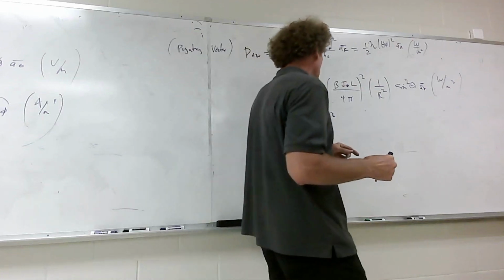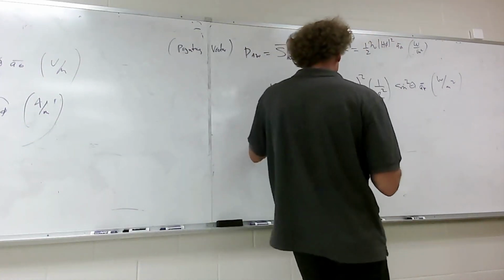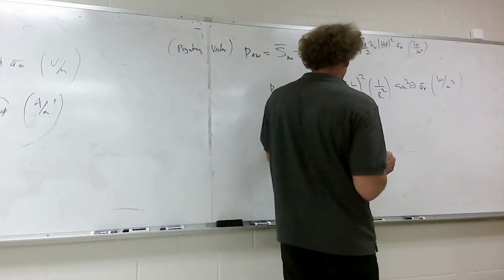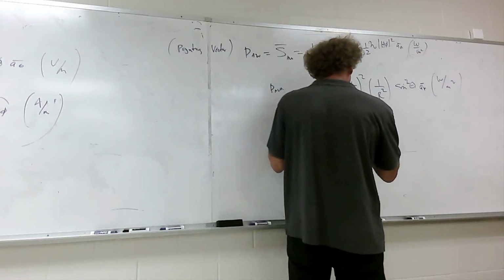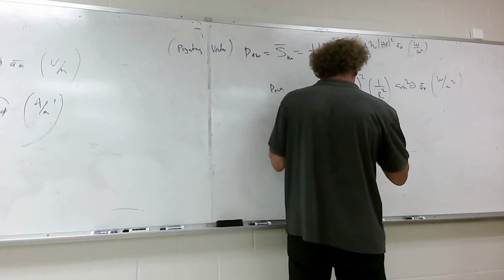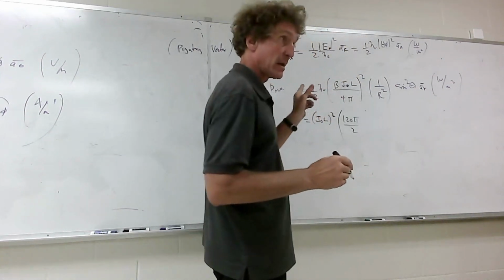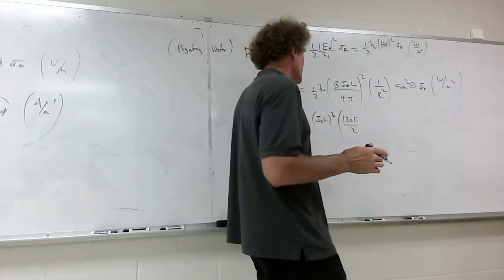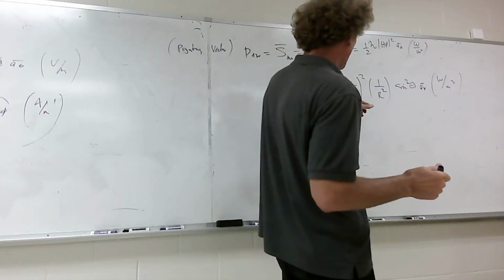Follow me? Now, the next thing I'm going to do is see if I can knock some of these constants out. He does this in the book. Well, I've got eta naught here, and I got a 2, so that's 120 pi over 2. You all follow me? Class, you with me on this? I'm just trying to reduce the complexity. Now I have beta over 4 pi.